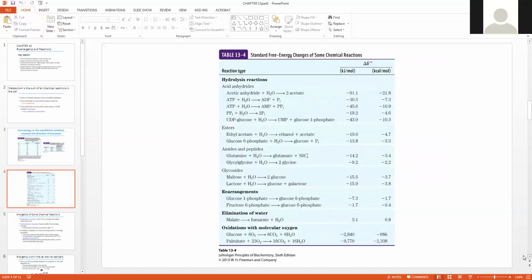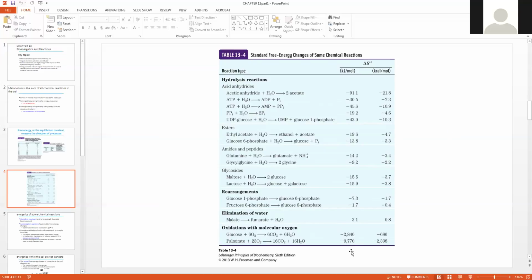If we want to look at some examples of, say, the hydrolysis reactions that we see, we can look at the formation of acetate from acetic anhydride. And if we look here, we can see a delta G value of negative 91.1 kilojoules per mole, or negative 21 kcals per mole. If we wanted to look, for example, at the elimination of water, so the conversion of malate to fumarate, that would have a delta G prime naught of 3.1 kilojoules per mole, or 0.8 kcals per mole. So you can get a sense of the range of standard free energy changes of some chemical reactions.